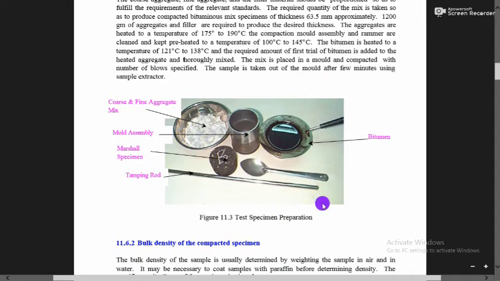Look at this picture: the coarse and fine aggregate mix, the mold assembly, bitumen, Marshall specimen, the tamping rod. Figure 11.3, test specimen preparation.